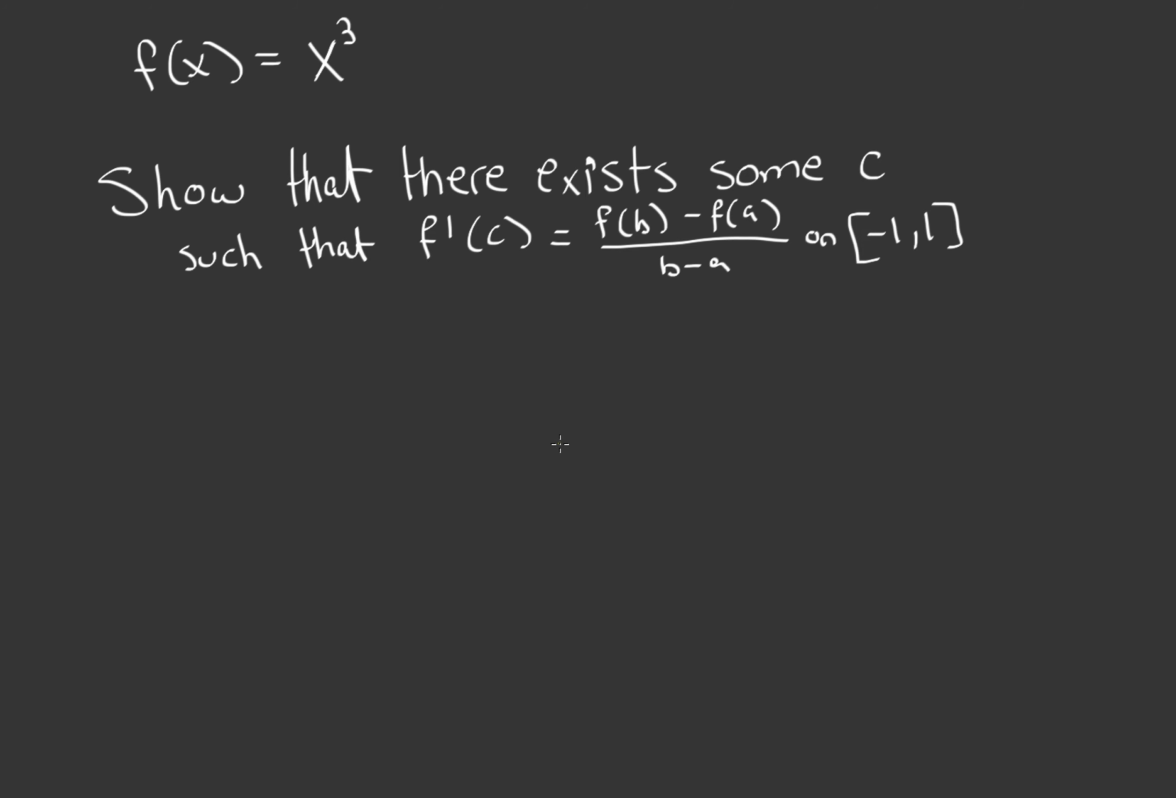We're going to do a really quick overview on the mean value theorem. So if we have some function x cubed, we want to show that there exists some c such that f prime of c is equal to this equation. This equation right here is the secant line.